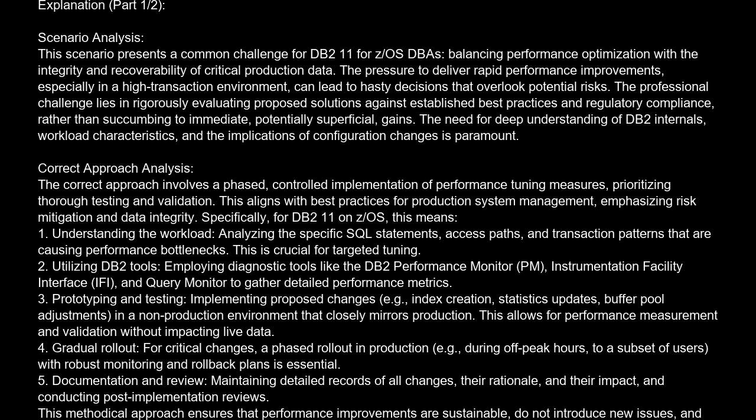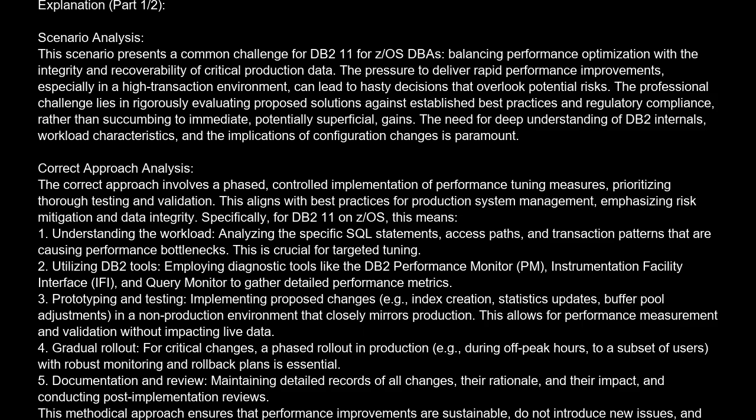Correct approach analysis. The correct approach involves a phased, controlled implementation of performance tuning measures, prioritizing thorough testing and validation. This aligns with best practices for production system management, emphasizing risk mitigation and data integrity. Specifically, for DB2 on z/OS, this means: 1.